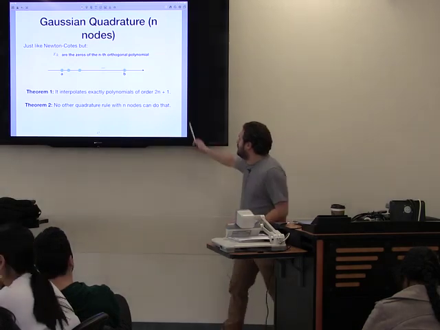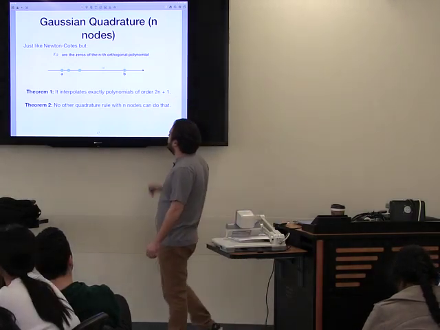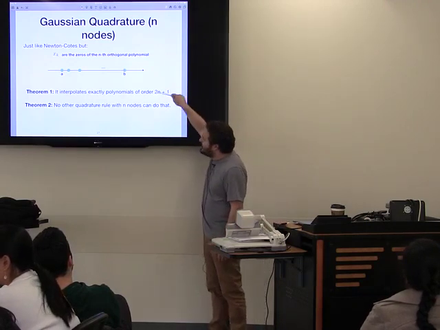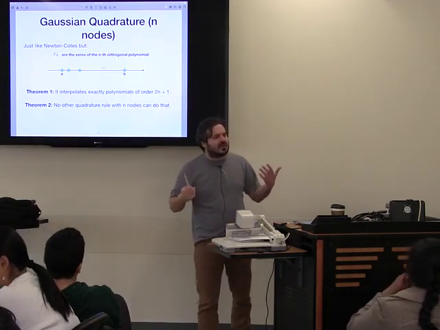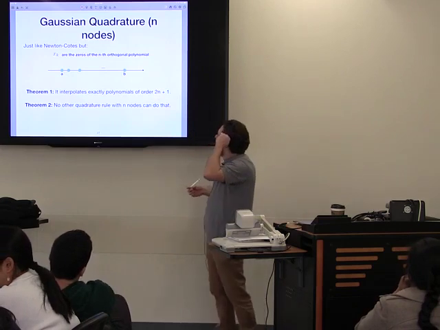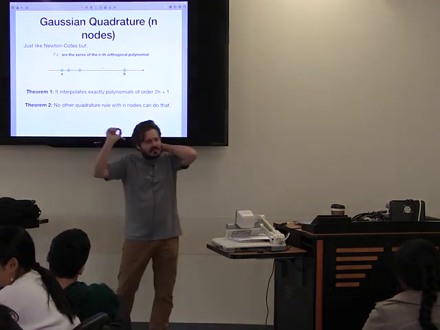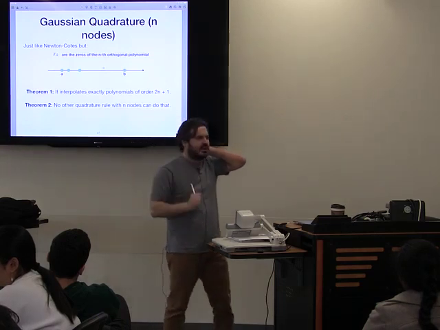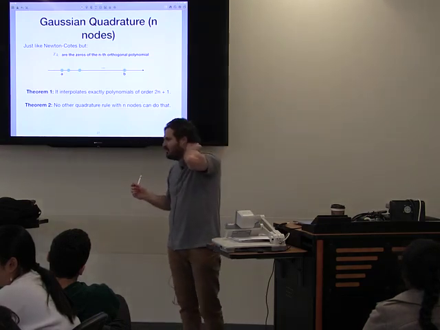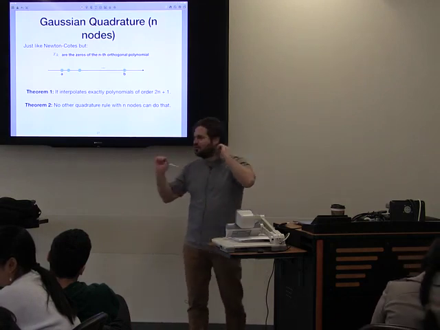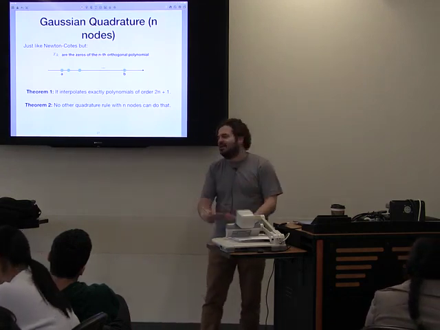This is one theorem that we're not going to prove, but I'm just going to state. And it's a little bit strange, right? Because you're using n points and you're getting 2n plus 1 accuracy. And the other theorem is that there's no other quadrature rule with the same number of points that does better, which is a pretty good deal. Okay, so you know that you have the optimal quadrature rule for integrating polynomials.